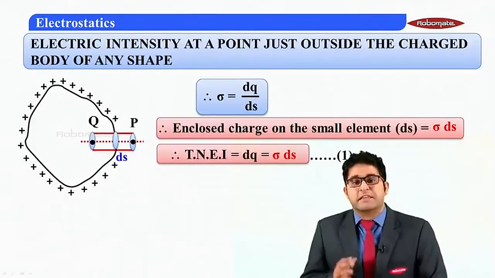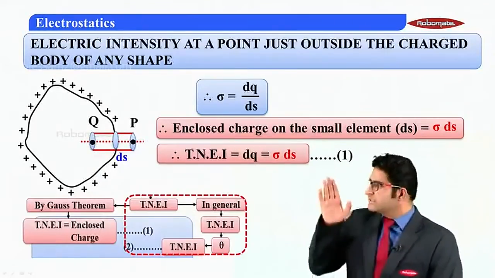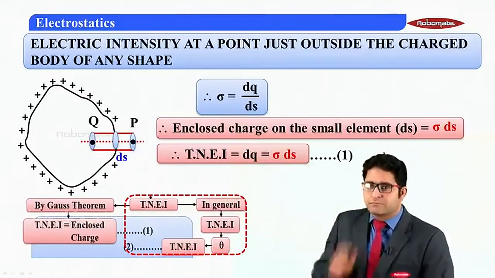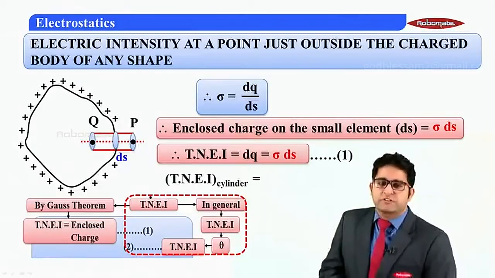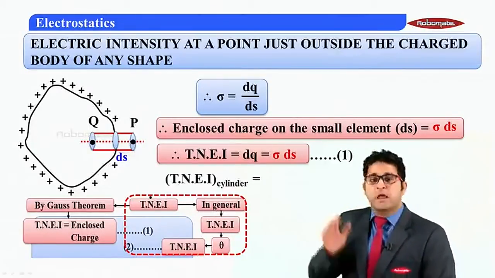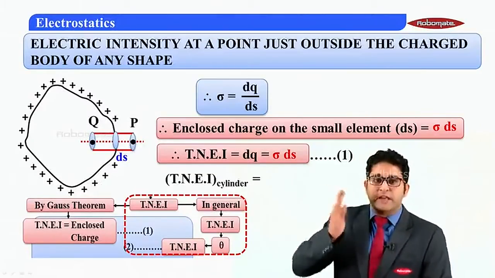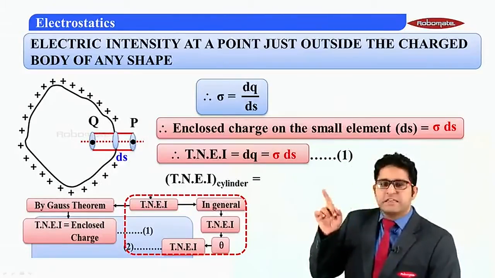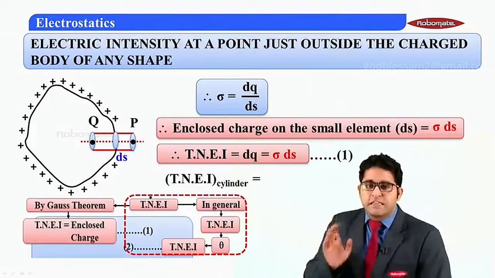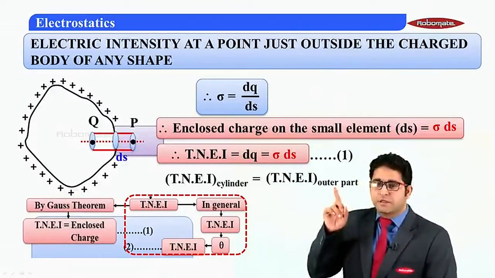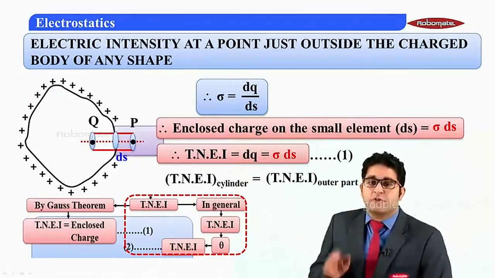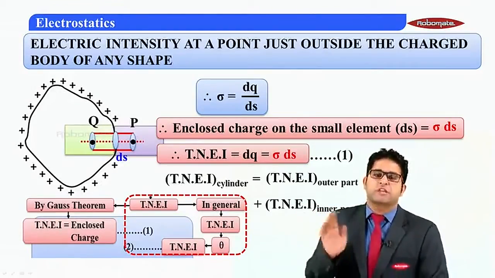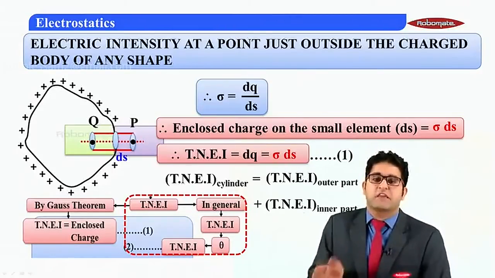Now let us move further. Right, now let us calculate TNEI by general method. Now students, see the diagram carefully. We have to find out TNEI for the cylinder, right? So therefore TNEI for the cylinder, it is equal to, now see the diagram carefully. A part of cylinder is outside the charged body and a part of cylinder is inside the charged body. So therefore TNEI of cylinder, it is equal to TNEI for the outer part, now see the diagram, plus TNEI for the inner part. Now see the diagram carefully, right? So TNEI of cylinder, it is equal to TNEI for the outer part plus TNEI for the inner part.